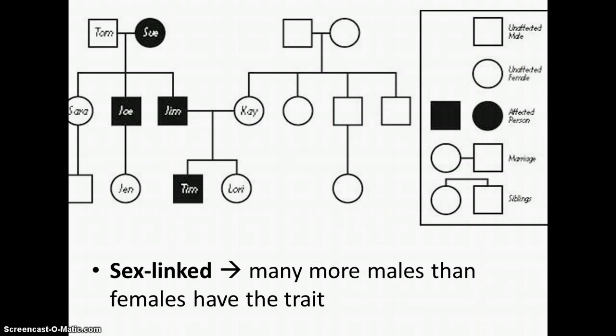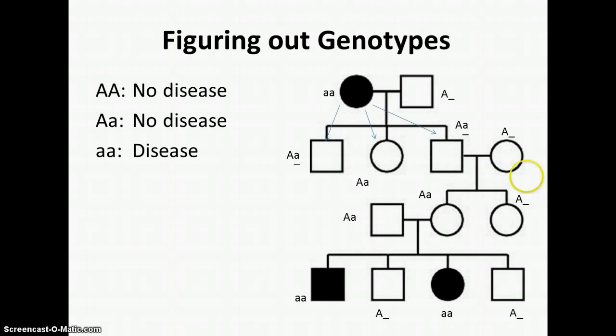For the rest of the people in the pedigree, I can't necessarily figure out whether they're big A little a or big A big A. So I would leave those the way they are. And if it asks me a question about one of those, I would say I just don't have enough information to figure it out.